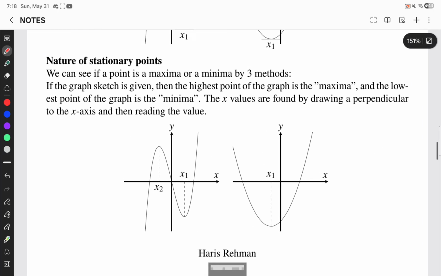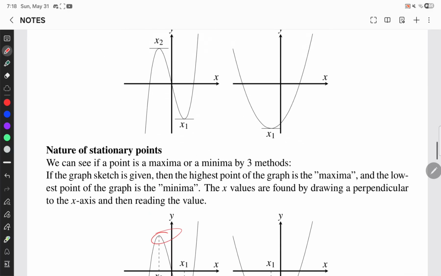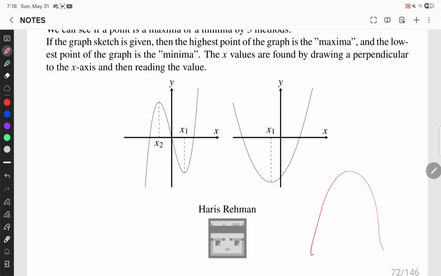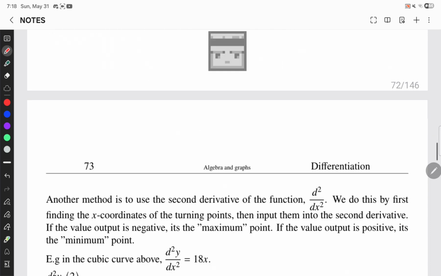So the first method is we're looking at the graph itself. If we sketch the graph of the function, or if it has been sketched for you, then you can look and say, hey, this is the maximum, hey, this is the minimum. Yes, I use the same graph. I'm lazy to change it to other examples, but you can see for a quadratic like so, this will be the maximum instead, max value. So the x values are found by drawing a perpendicular to the x-axis and reading the value, like you have been doing in graphs of functions.